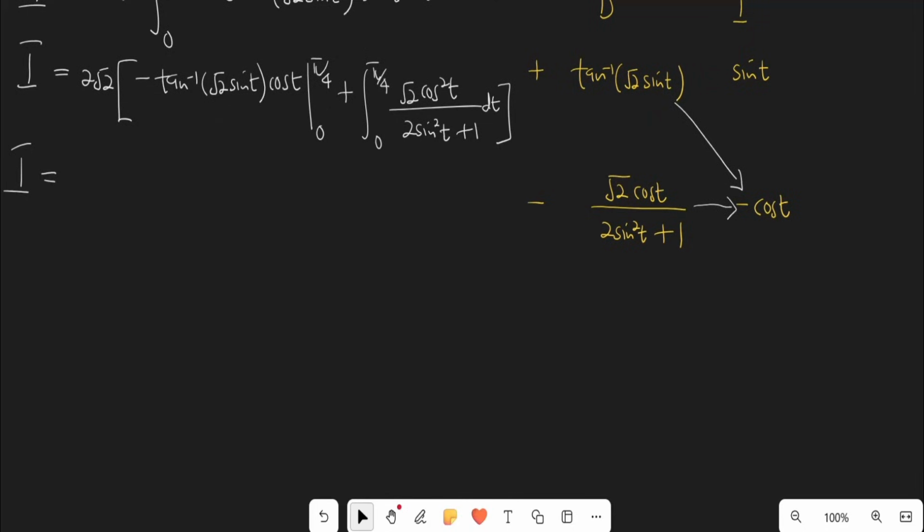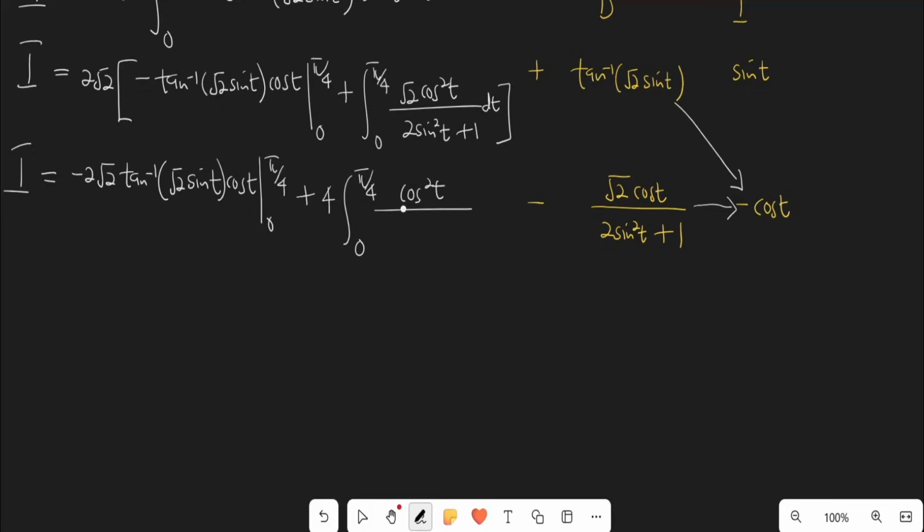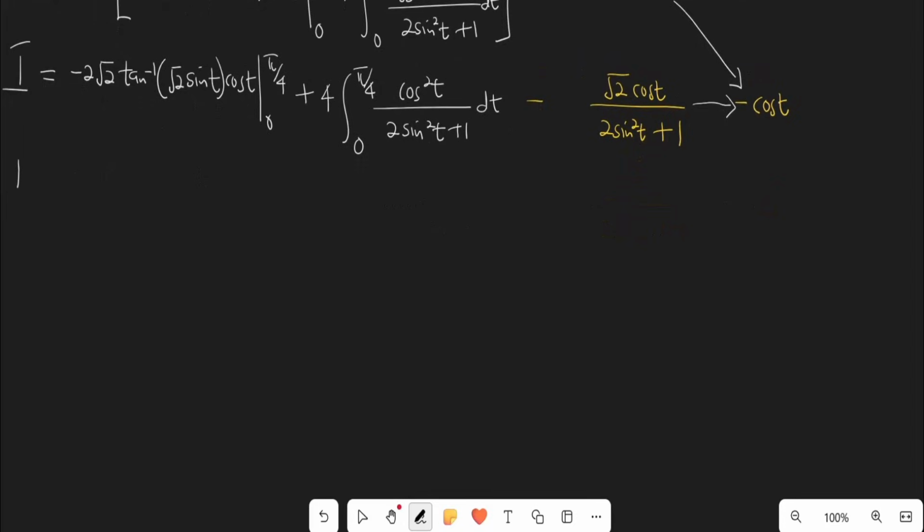I is equal to, now let's distribute in the 2 square root of 2. We have negative 2 square root of 2 and now the tan inverse of the square root of 2 times the sine of t, this is multiplied by the cosine of t. The limits of integration from 0 to pi over 4. And now this square root of 2 will come out and multiply 2 square root of 2, and that is going to be 4. The integral from 0 to pi over 4 of cosine square of t divided by 2 sine square of t plus 1 dt. So far so good. Now let's evaluate the limit.